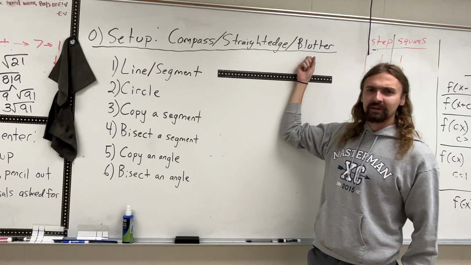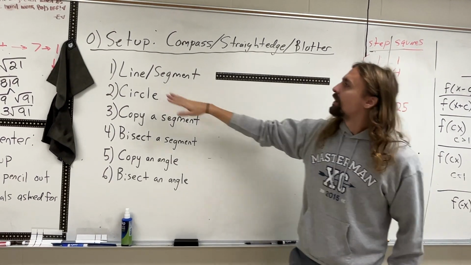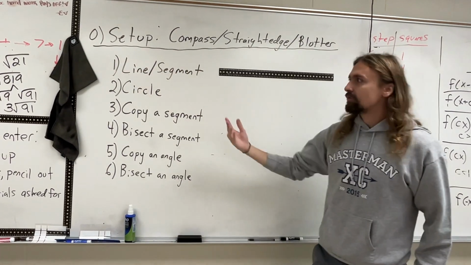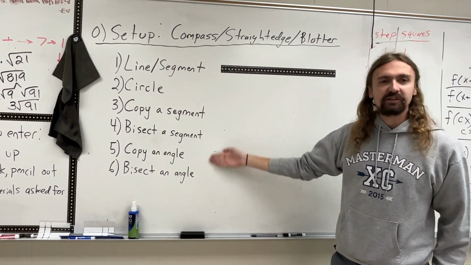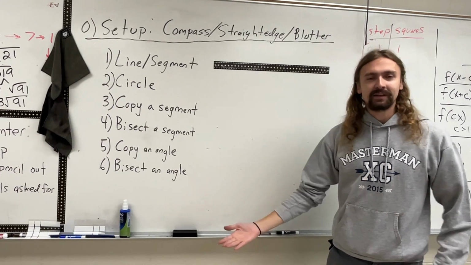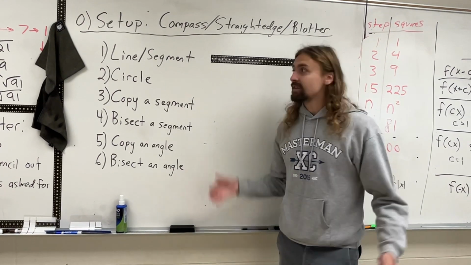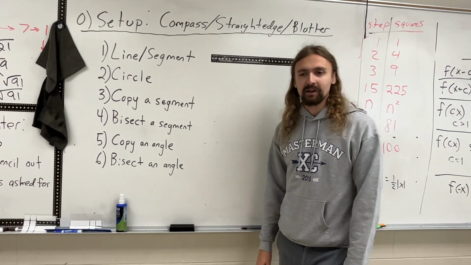Today we're going to learn how to use a compass and straight edge, most importantly a compass, as well as a blotter, but that's not much to learn. What we're going to do is construct lines, circles, segments, and their copies or bisectors, doing it the way that the ancients did it. I'm going to explain what each of these terms mean and show you how to construct them using the tools at our disposal.